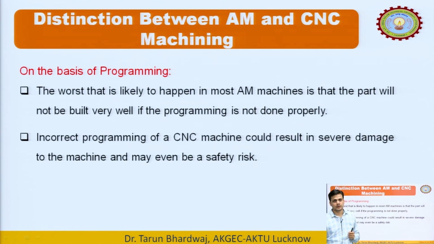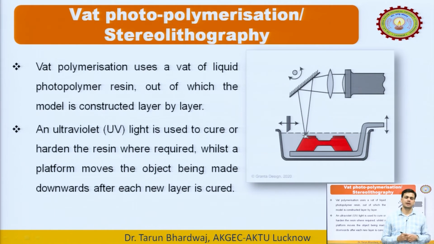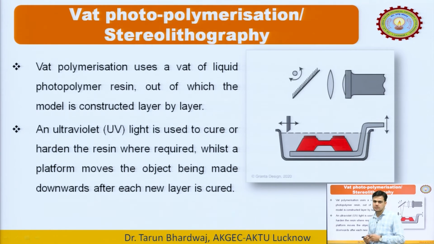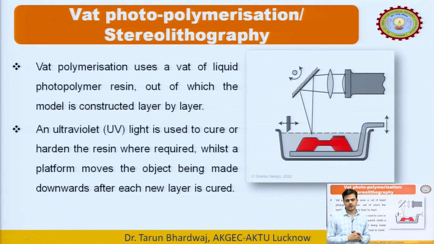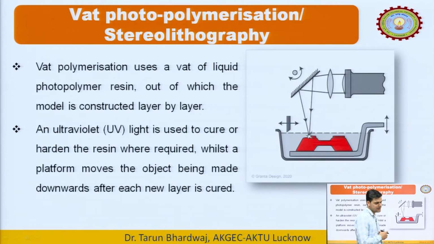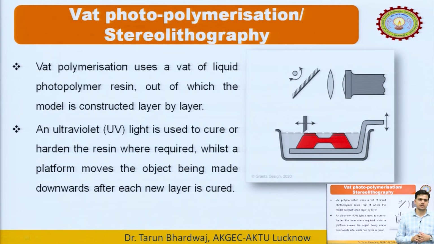Okay, now if you just talk about some classification of this additive manufacturing process, so we are having a different classification over here in this additive manufacturing process. Okay, so the first one that I have told in the history, के जो पहला process हम लोगों ने बनाया, that is the vat photopolymerization और stereolithography, जो सबसे पहले originate हुआ.